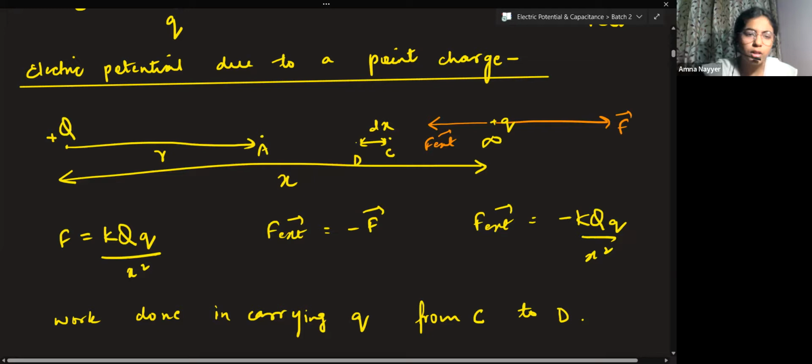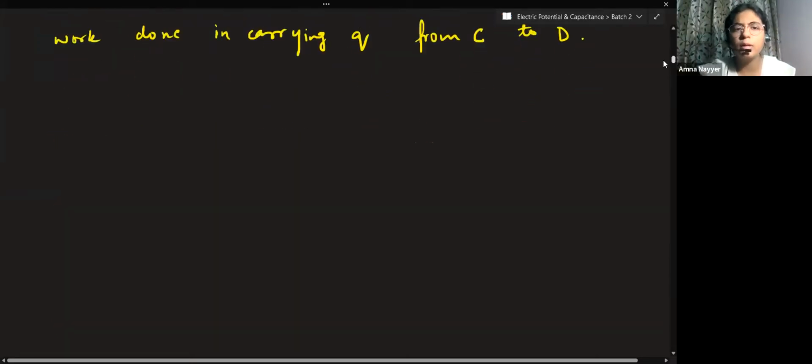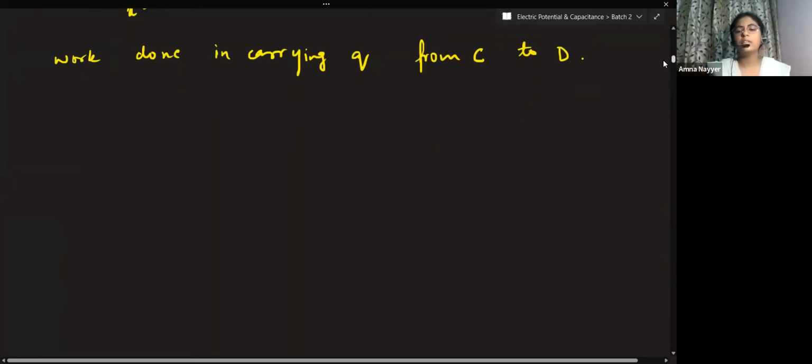This point A is at distance R from Q. The other end will be infinity. So from infinity to R, I can expand. If I get the value of the work done for this dx, I'll be able to calculate it for the rest. Now see, work done is what? dW will be F external dot dx. This will be the simple work done.